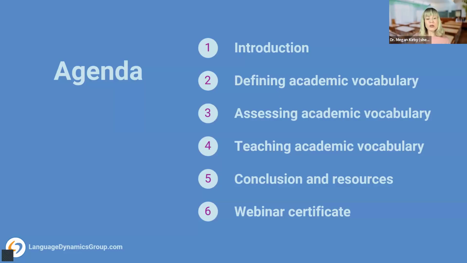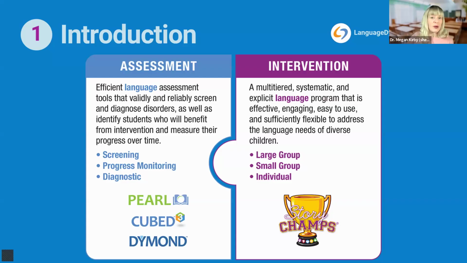Now, let's just jump into who we are and why we're here. A little bit about Language Dynamics Group: we tackle the assessment of language, and once you find a problem, we provide a solution for you, and that is the Story Champs family. So tonight we'll start off with how we assess academic vocabulary using, in particular, the Cubed and the Diamond assessments. Then I'll jump into, so you have a problem, what do you do about it? And then cover the Story Champs AAC expansion pack, as well as what exists now in the Story Champs intervention kit.